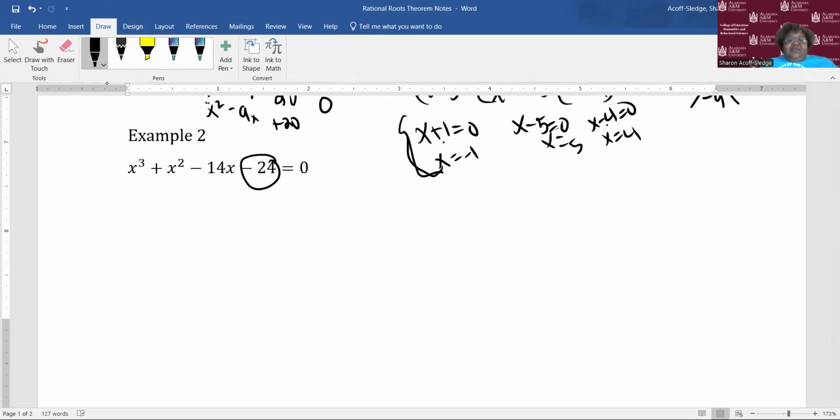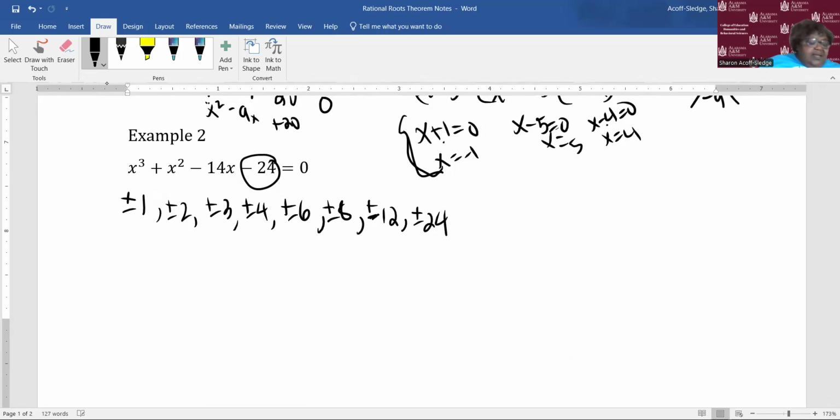So we got a -24, of course, plus or minus 1, 2, 3, 4, 6, 8. Remember, we got to be fluent in multiplying. Okay, 9, 10, 11, 12. And I think we got, and then 24. Okay. So I'm going to try -1 first.